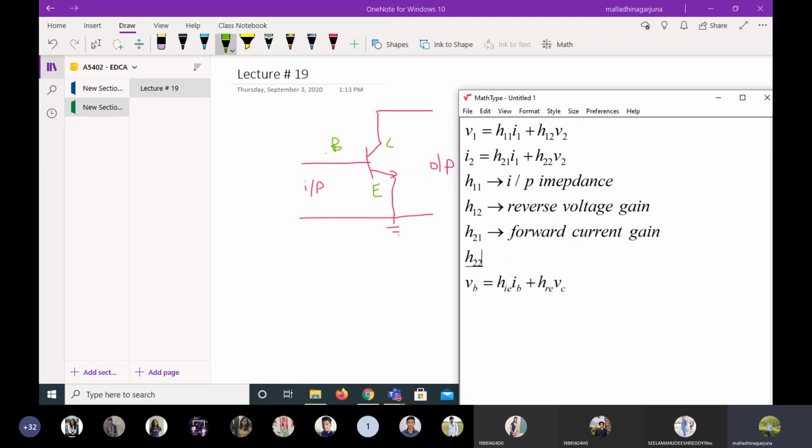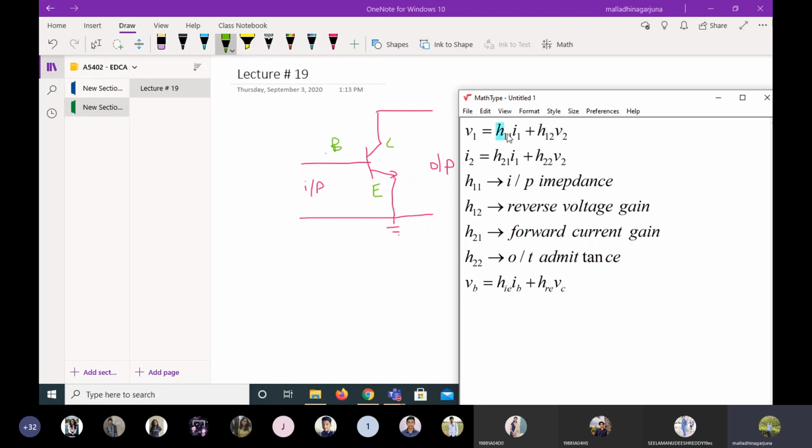Okay, H22 is the output admittance. These four parameters are found by taking the output as short circuit. Output short circuit means V2 will be 0, so our output voltage will be 0. So this portion will be 0, this portion will be 0.